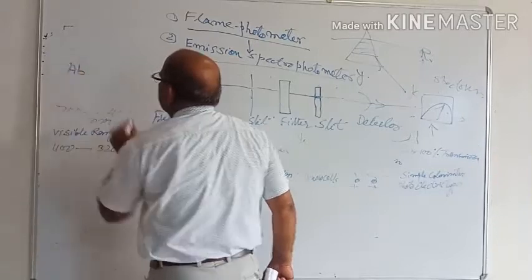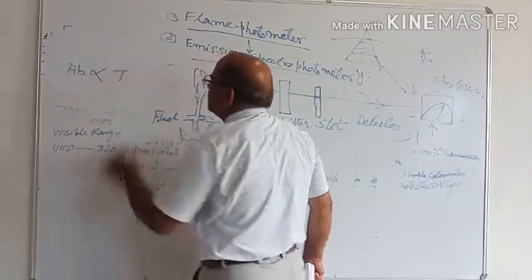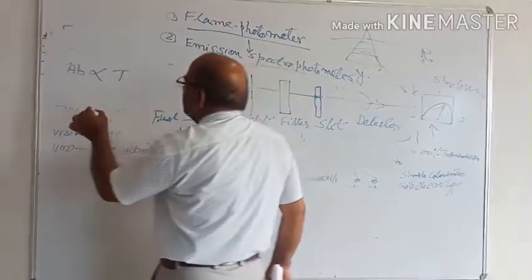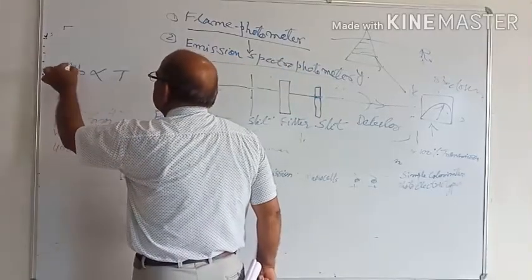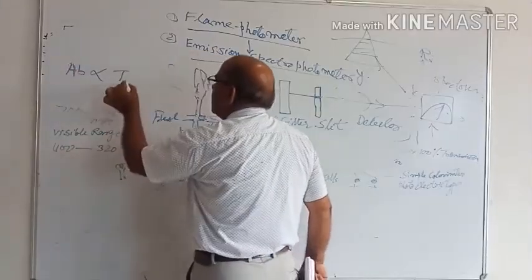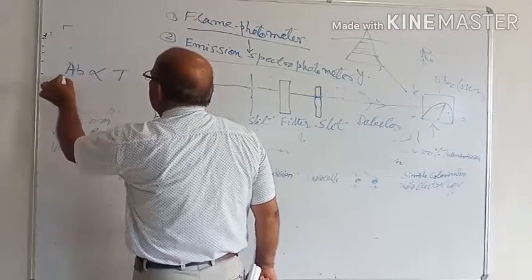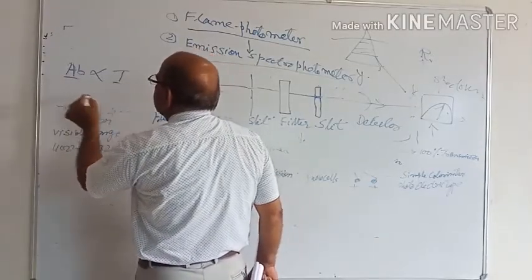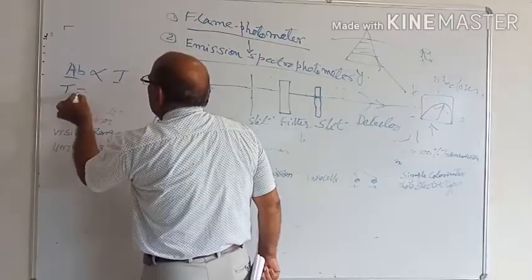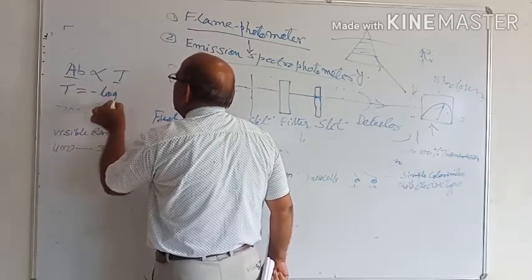absorption is inversely proportional to transmission. So we can take either absorption or transmission. The correlation between absorption and transmission is A equal to minus log T.